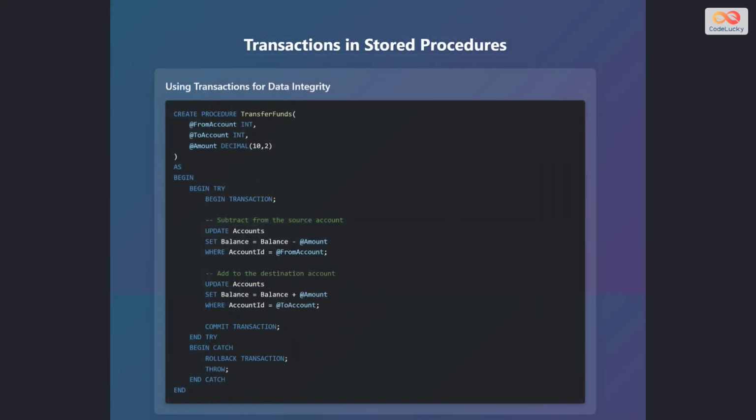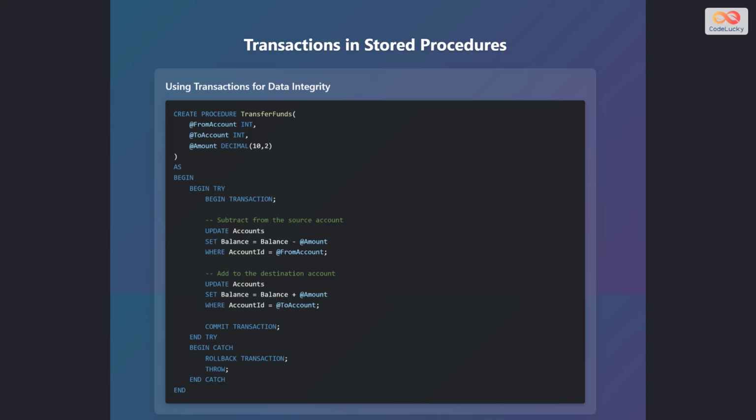Transactions are essential for maintaining data integrity, especially when a stored procedure involves multiple steps. A transaction ensures that either all the steps are completed successfully or none of them are. In other words, it guarantees atomicity. Here's how you can use transactions in SQL Server.